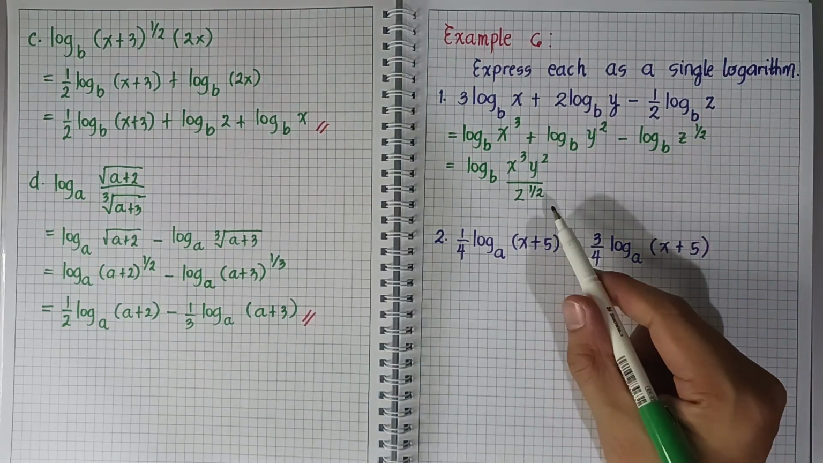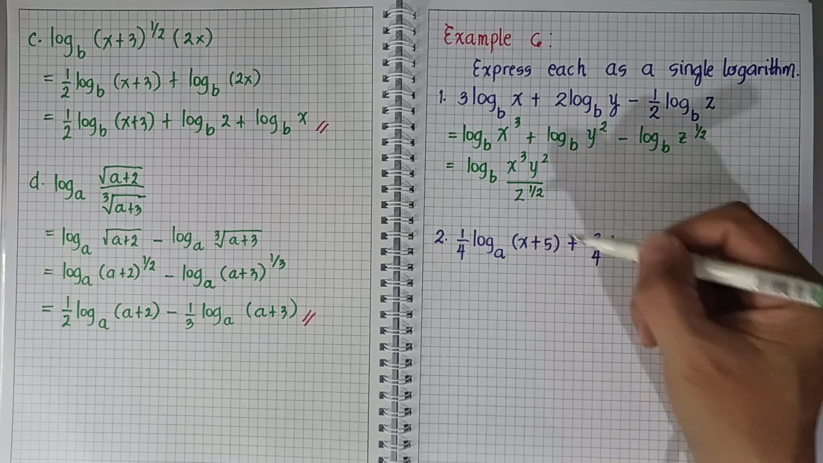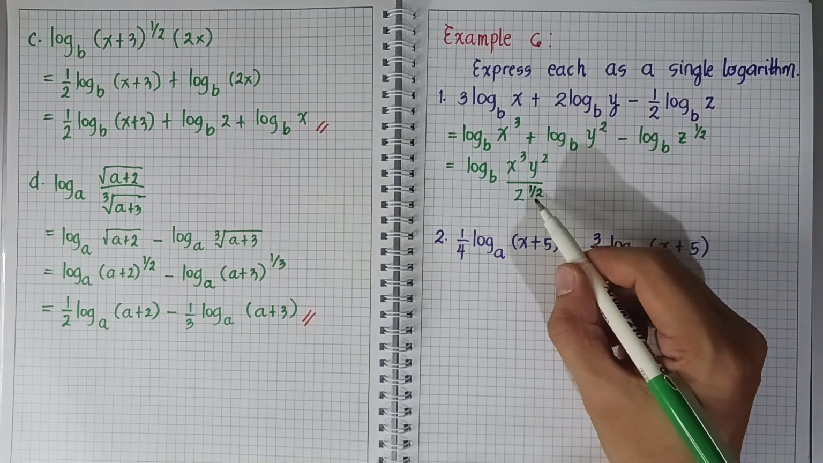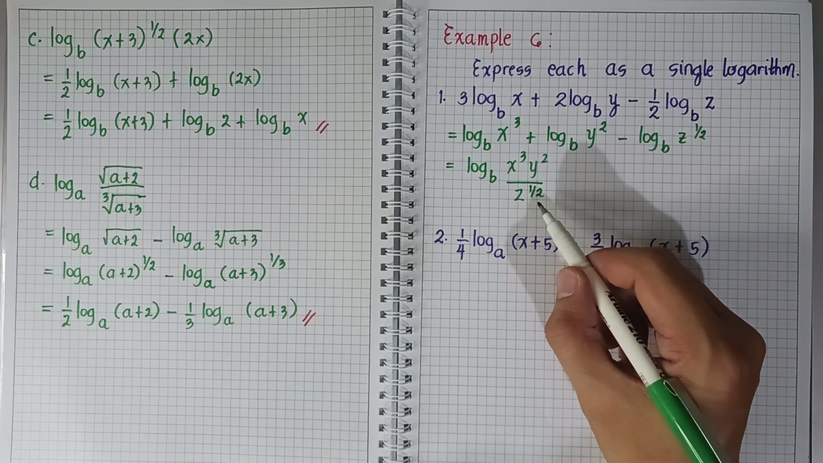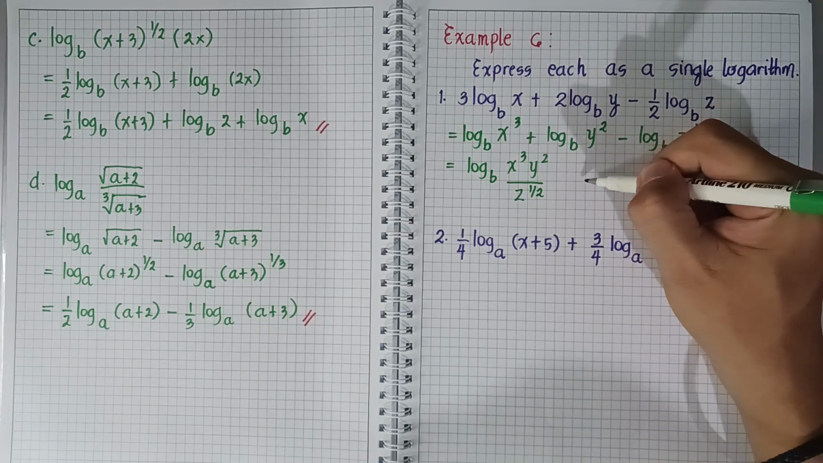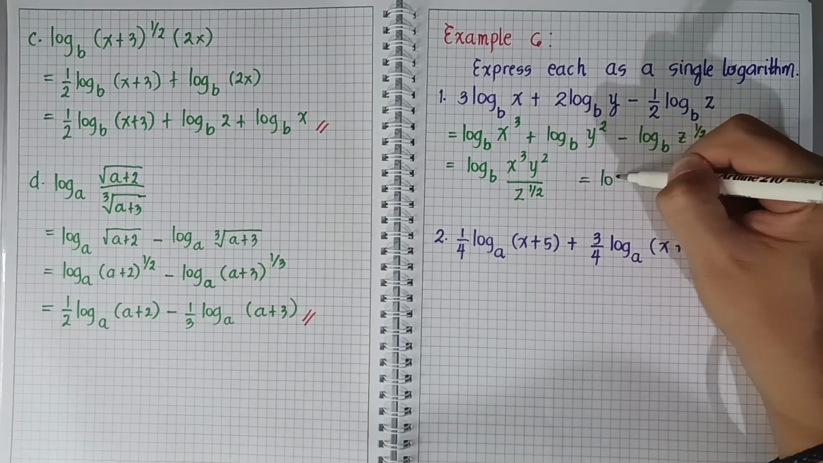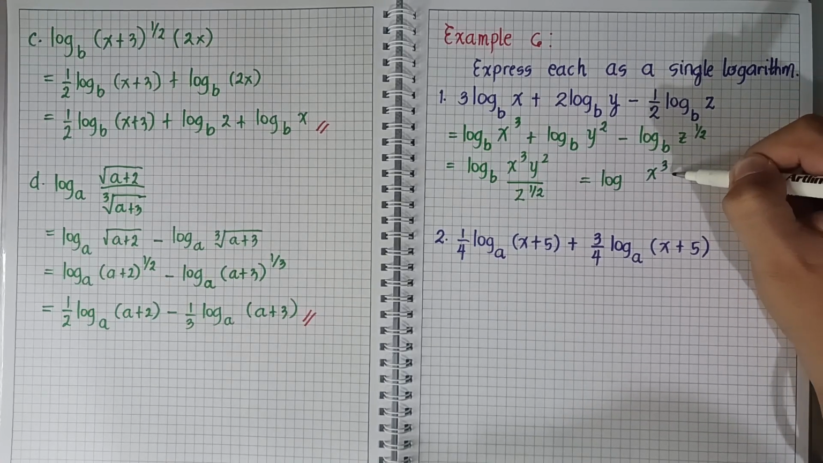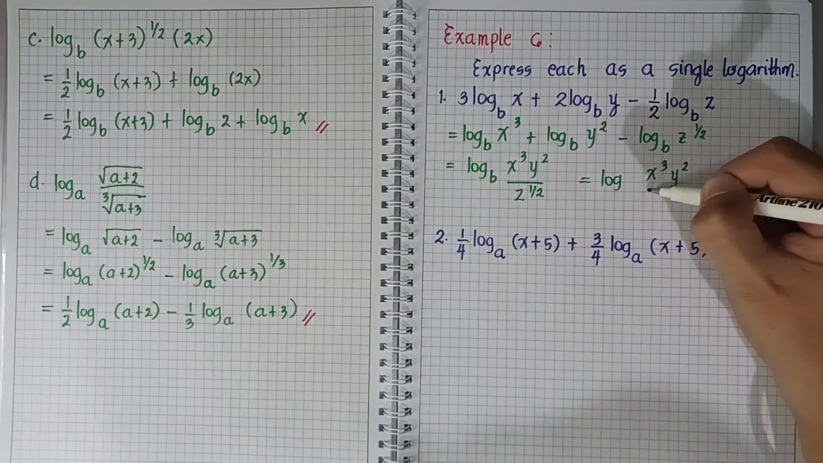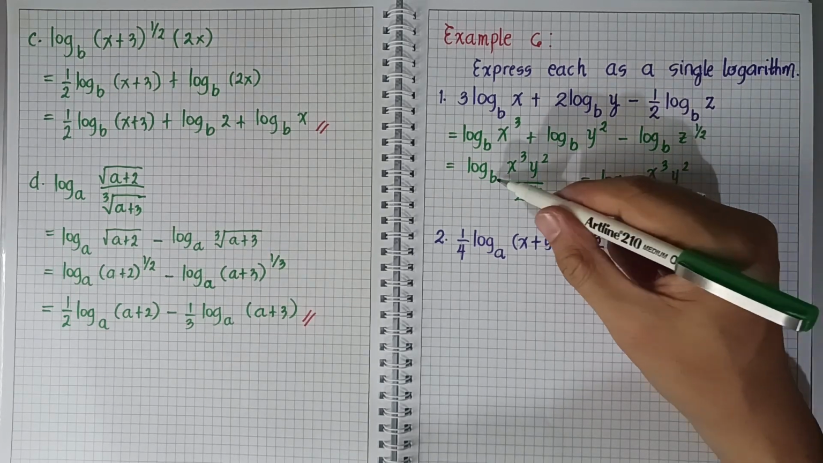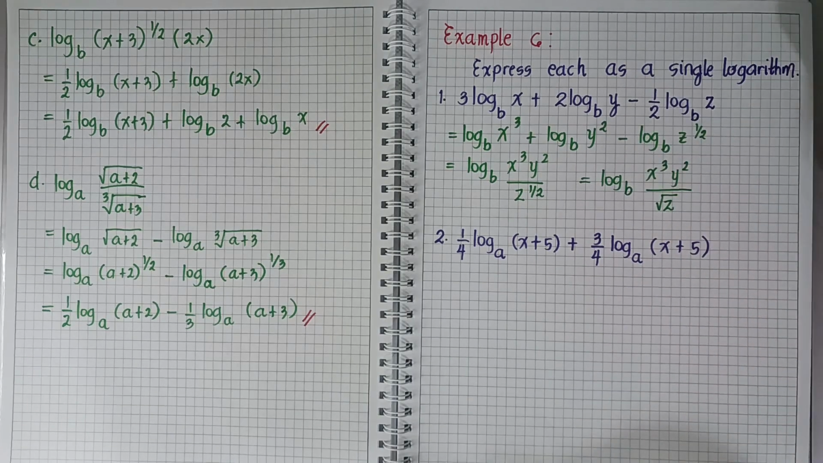Is this your final answer? Okay, very good. Not yet, right? Because z raised to 1 half becomes the square root of z. Very good. Okay. So, the final answer will be the logarithm of x cubed y squared all over the square root of z to the base b. Okay?